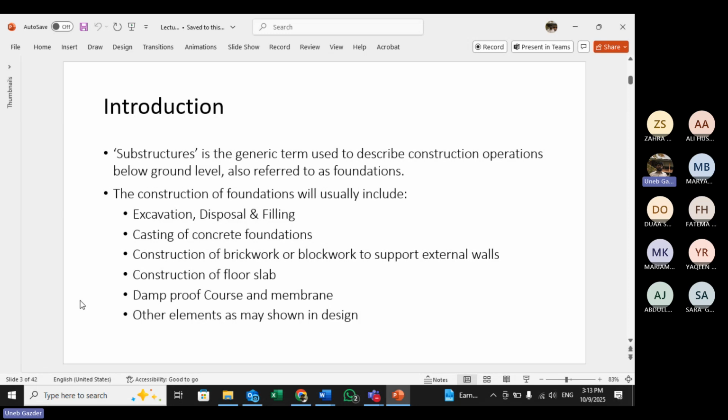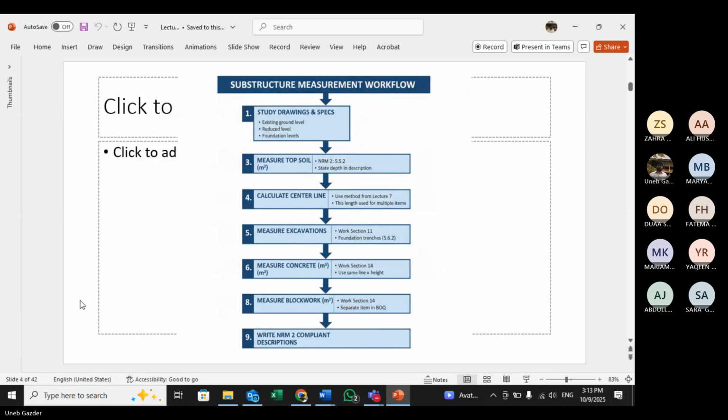You may have seen, especially in walls, if you have any pipeline leaking through the wall, you will see that it is swelling. It is becoming bigger, and the paint is coming off, and so on and so forth. So these are the common items, and then you can have other additional elements which must be shown in the design, meaning the drawings and specifications. So the measurement workflow passes through these stages.